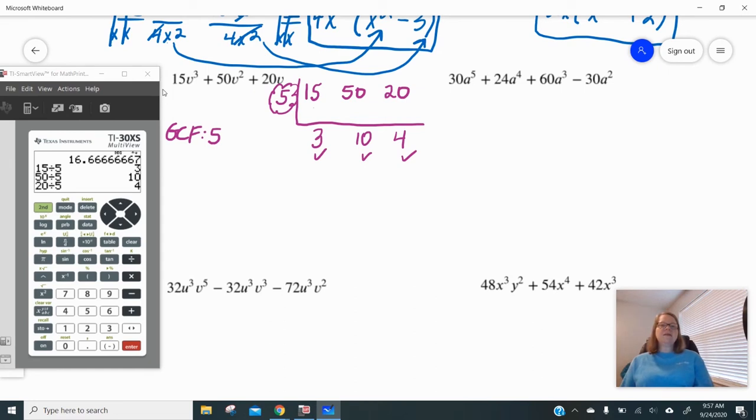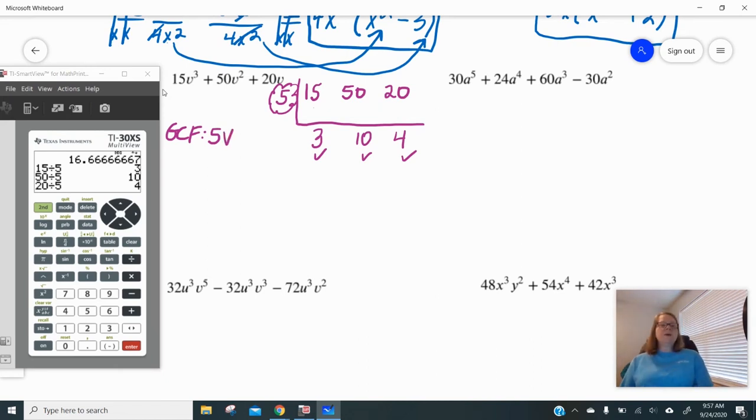All right, let's look at the variables. We've got v to the third, v to the second, and v. So what do they all have in common? Do they have one v in common? Do they all have two v's? Do they all have three v's? Do they all have four v's? No, they all have at least one, but they don't all have at least 2 or 3 or 4. So just one v is what's in common there.